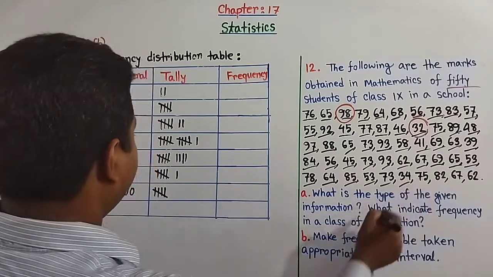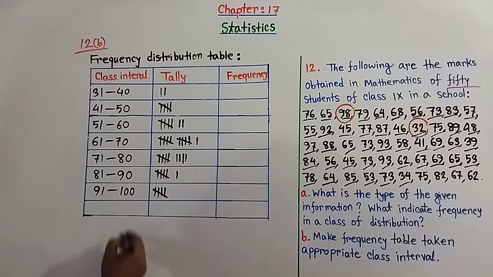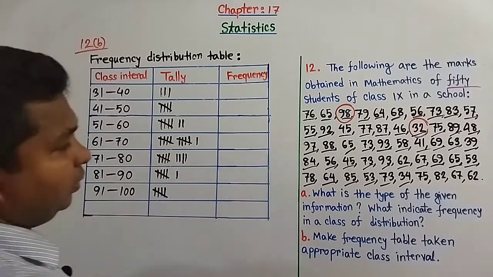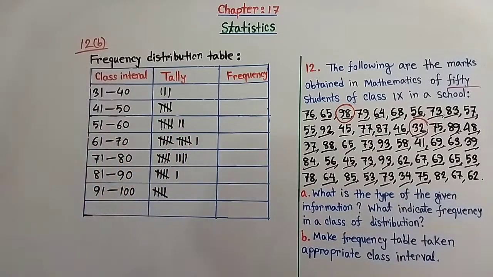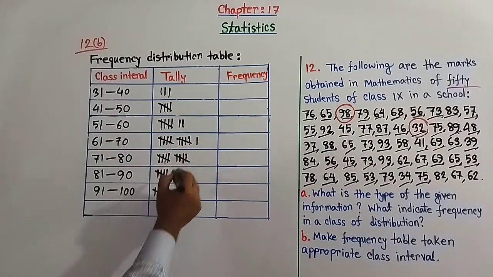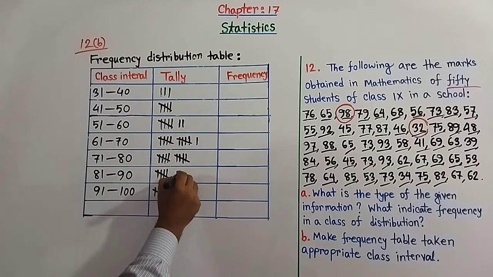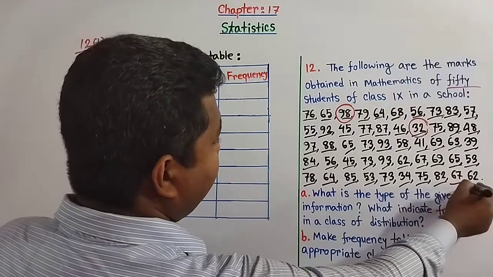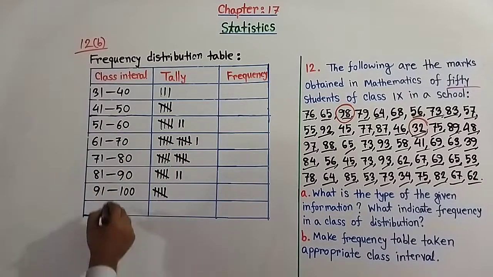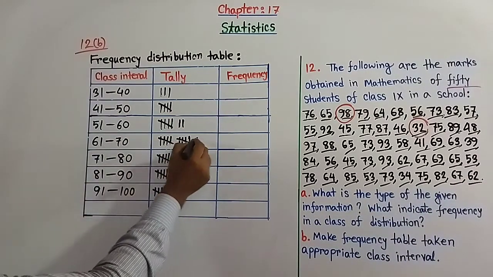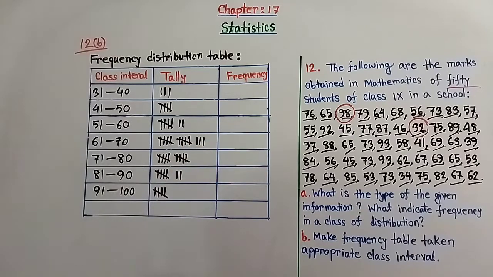Then 34. So 34 will be here. Then 75. 75 is this one. Then 82. So for 82 this one. Then 67 and 62. 67 and 62 will be here. So we get the tally sign.